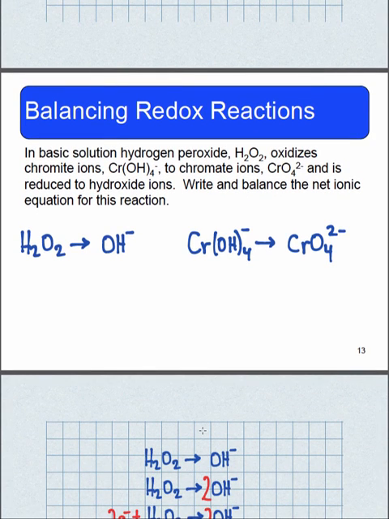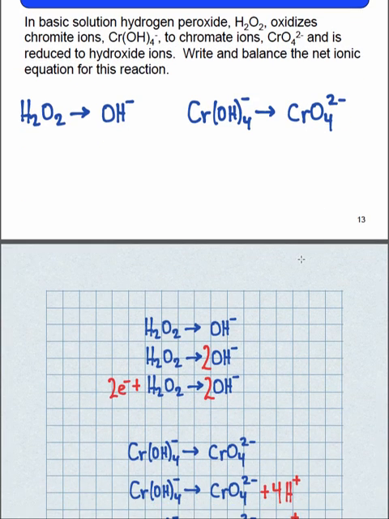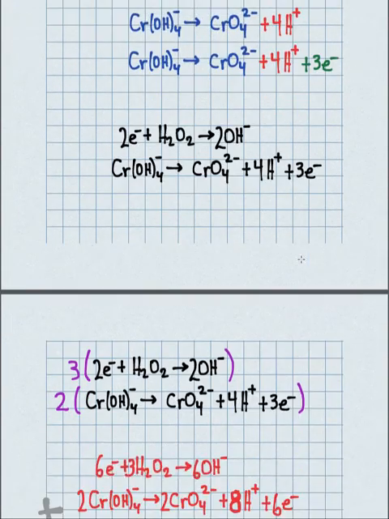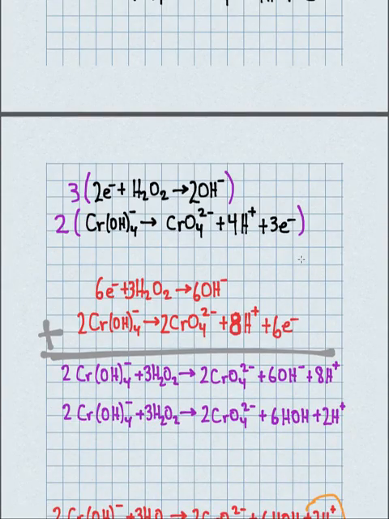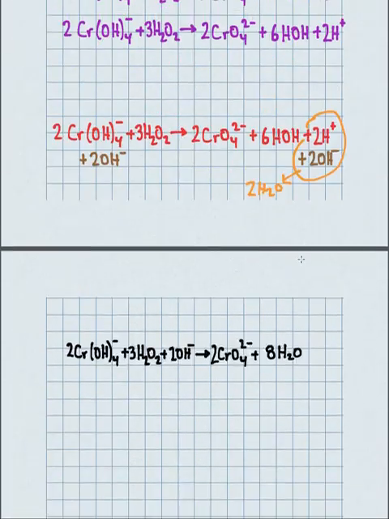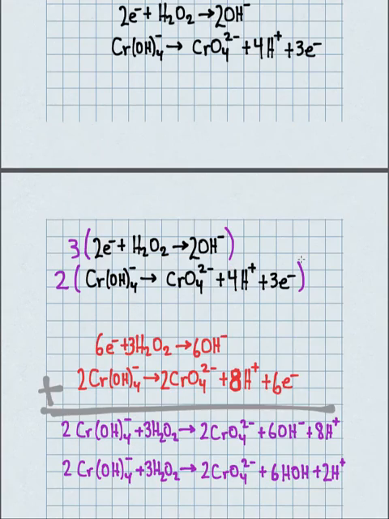Here's another example. I might just let you look through this one on your lonesome. Peroxide goes to hydroxide, and the chromium hydroxide complex goes to the chromate ion. Whoa. Very interesting. I'm going to let you look through that one on your own. See if you have any questions. Is this the last one I have? No, it's not. Well, I better go over this one.